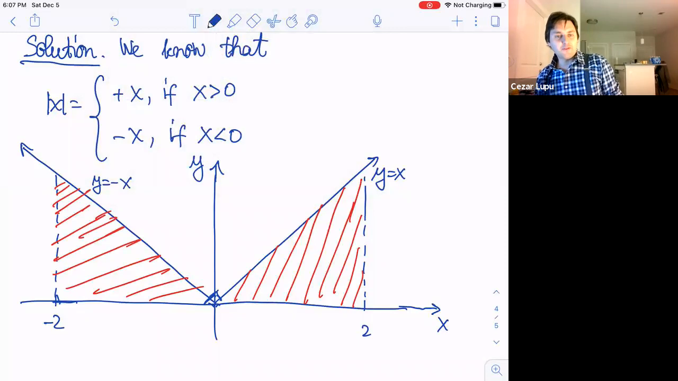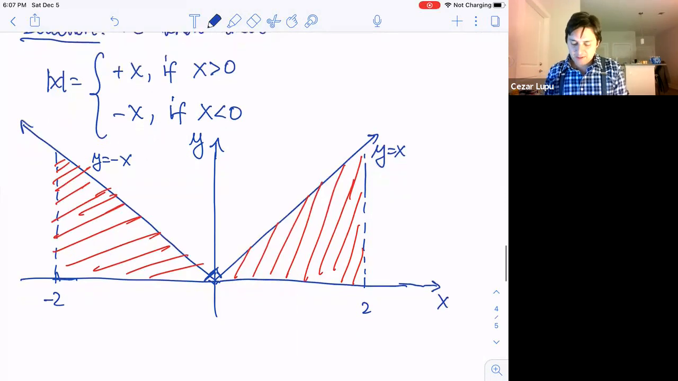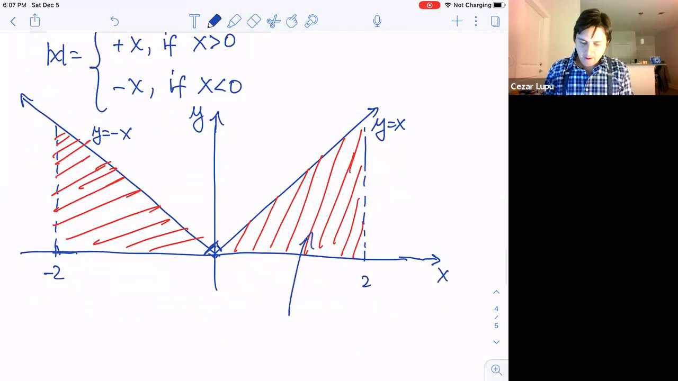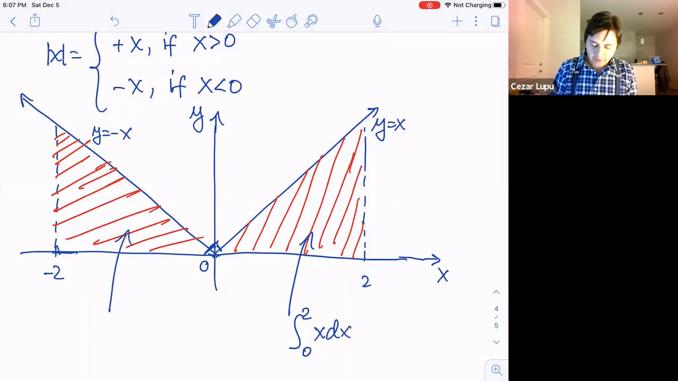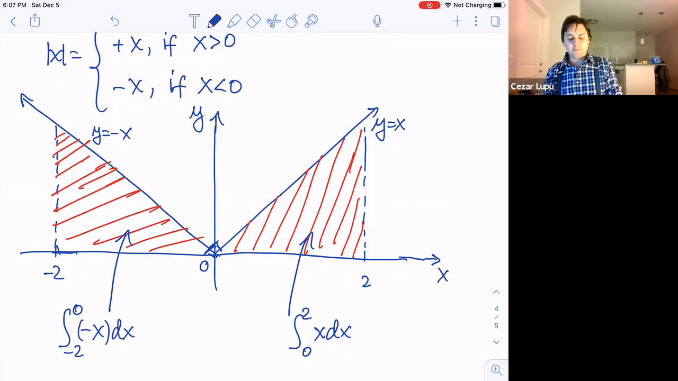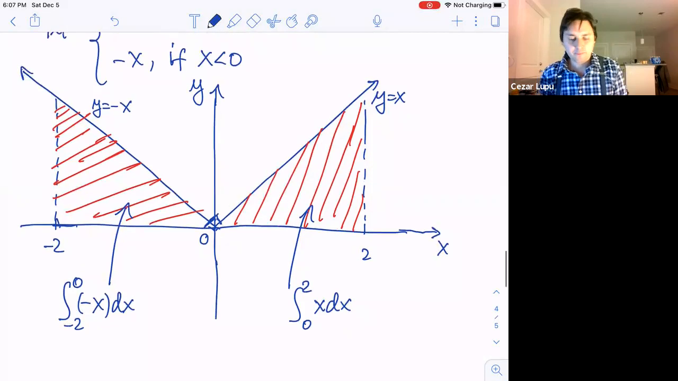Well, it's quite clear to figure out how much the area is by just looking at the two right-angled triangles, and you can compute the areas. But anyway, let's do it. So this part here is nothing else than the integral from 0 to 2 of x dx. And this part here is nothing else than the integral from -2 to 0 of -x dx. So that's what you need to know.